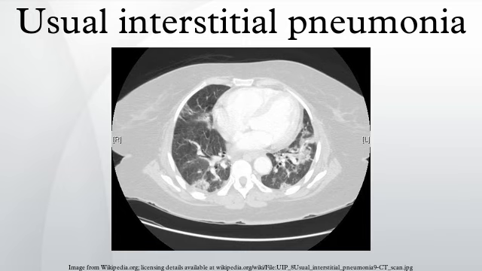Symptoms: the typical symptoms of UIP are progressive shortness of breath and cough for a period of months. In some patients, UIP is diagnosed only when a more acute disease supervenes and brings the patient to medical attention.